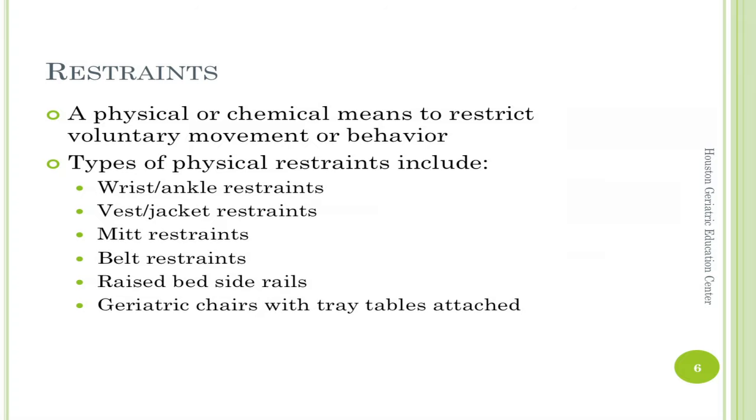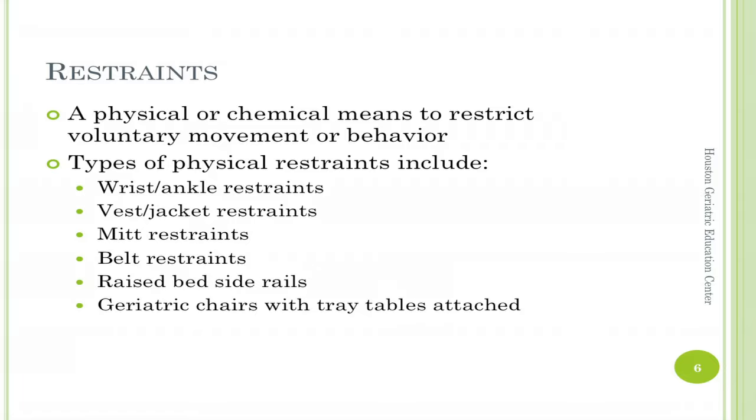It is a physical or chemical means to restrict voluntary movement or behavior. As nursing assistants or caregivers, you are probably more familiar with and will be using or trying not to use physical restraints. Physical restraints can be ankle or wrist restraints, vest or jacket restraints, mittens or mitt restraints, belt restraints, raised bed side rails, and using geriatric chairs with the tray tables attached.